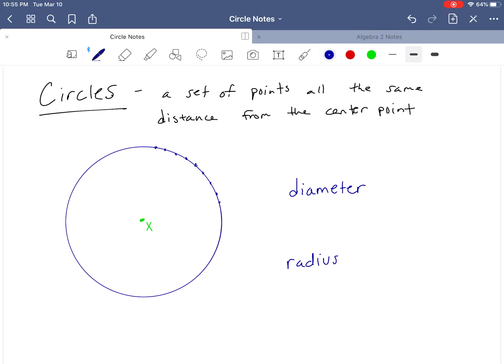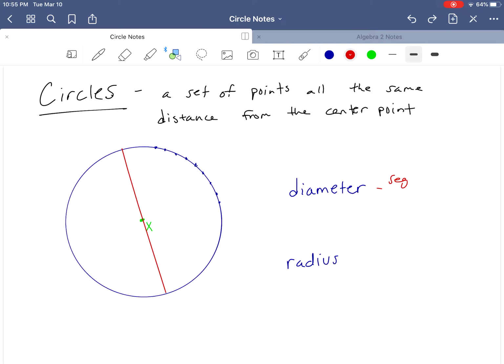Within circles, we have two unique segments that hopefully you've recognized before from previous math classes. But the diameter is a segment that goes straight from one side of the shape through the center to the other side of the shape. So that is a diameter. So we'll say it's a segment.